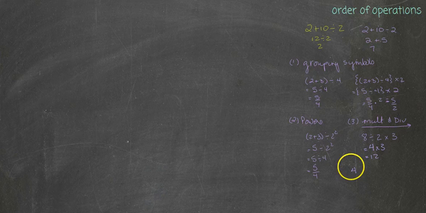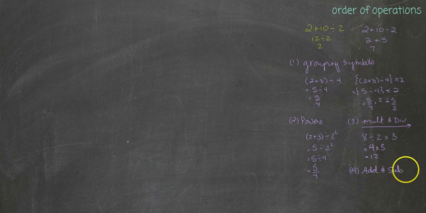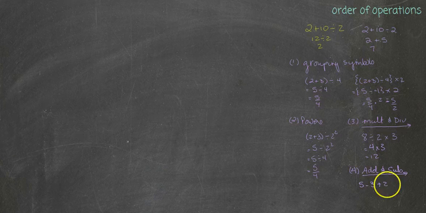And fourth, last but not least, addition and subtraction. And these also are from left to right. So 5 minus 3 plus 2. 5 minus 3 is 2 plus 2, and 2 plus 2 is 4.